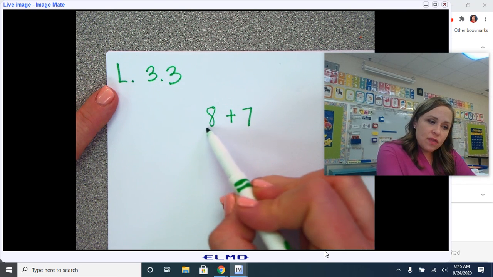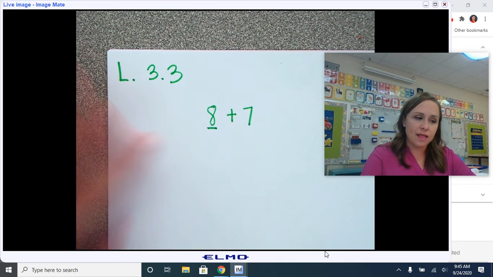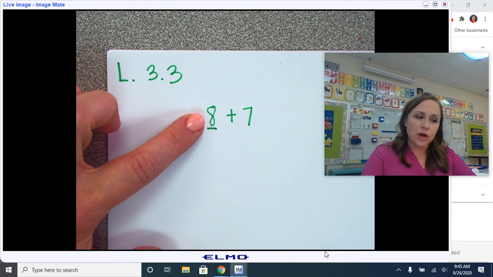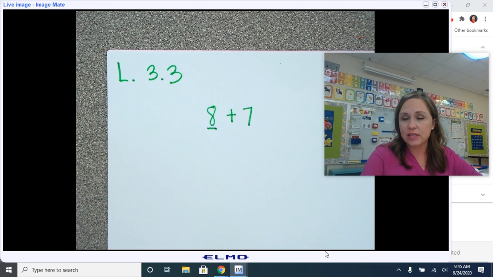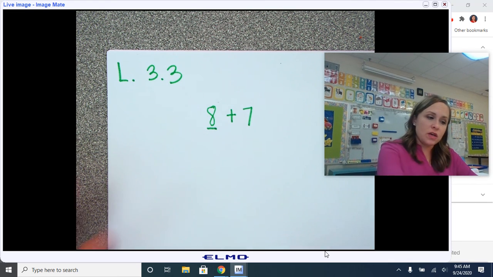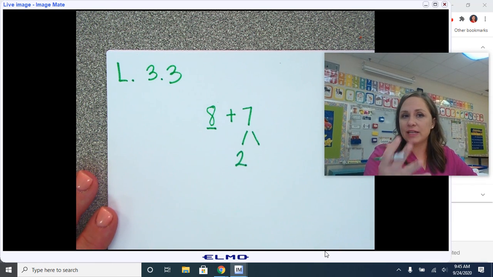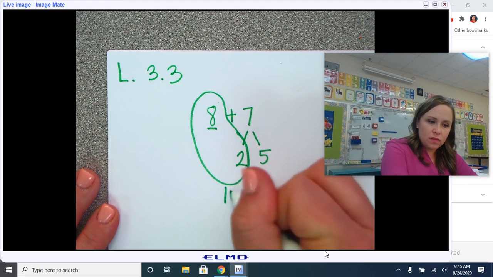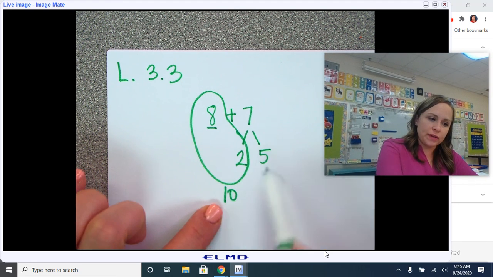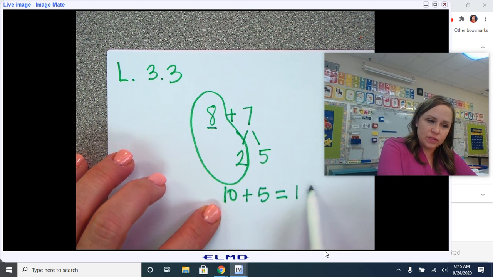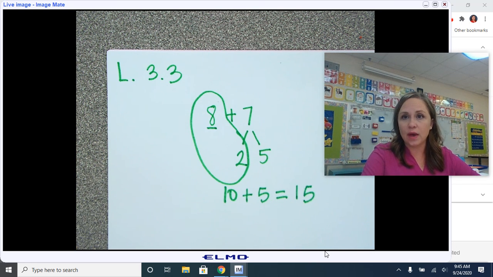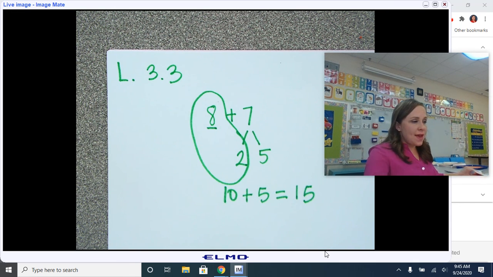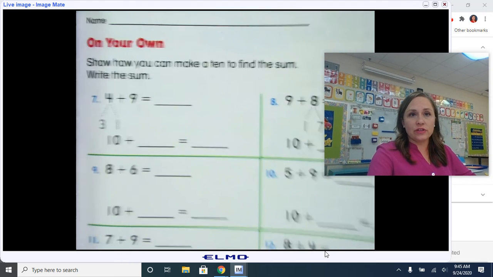I like to start with the larger number, and I like to make that a 10. So what does 8 need to get to a full 10? Well, 8, 9, 10, it needs 2. So I'm going to do a number bond on the smaller number and take 2 out. If I take 2 away from 7, I'm left with 5. And there is a 10. Then I just bring this 5 down, and 10 plus 5 is 15.